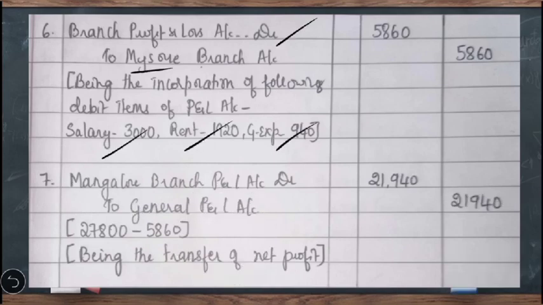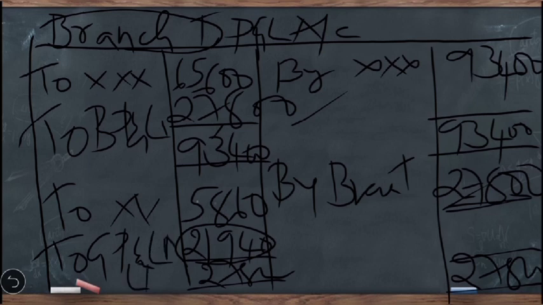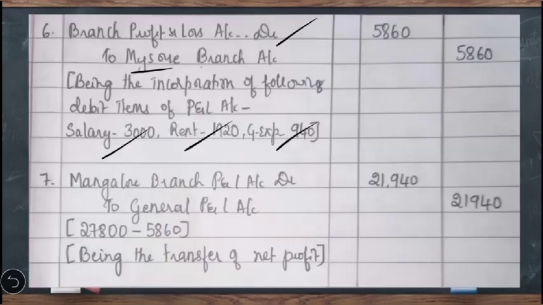The balancing figure here is 21,940. Okay. So this debit balance represents that there is net profit. Now this net profit has to be transferred to the general profit and loss account. So you have to write here to general profit and loss account, balancing figure. Now what is the entry ultimately? Branch profit and loss account debit to general profit and loss account, same entry is written here. Mangalore branch profit and loss account debit to general profit and loss account.